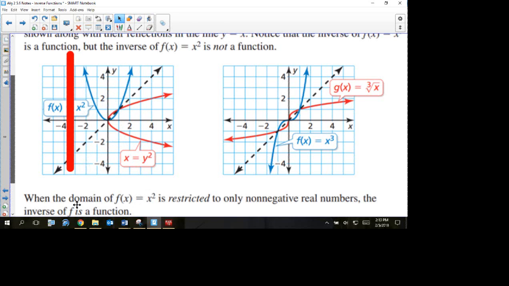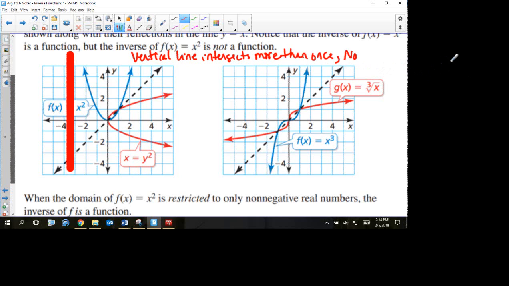So if it intersects more than once, it's not a function. So over here, the blue one is a function, but the red one is not a function.